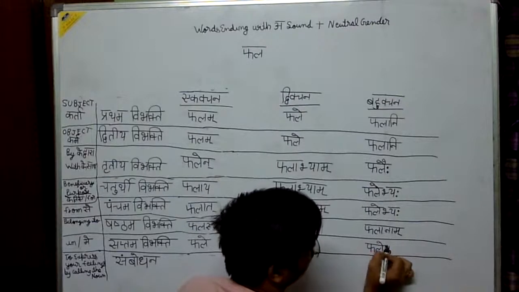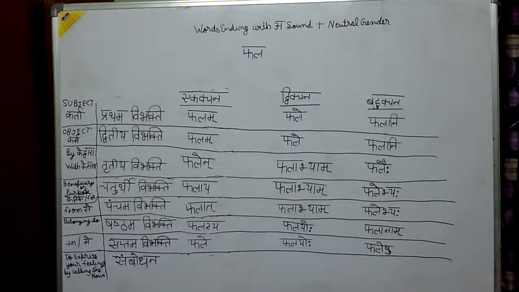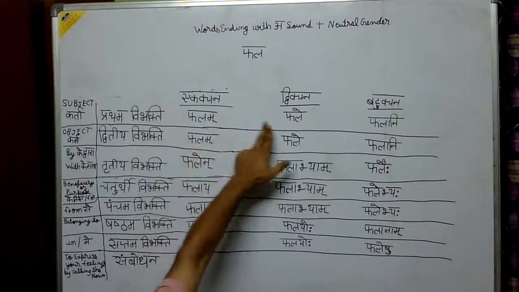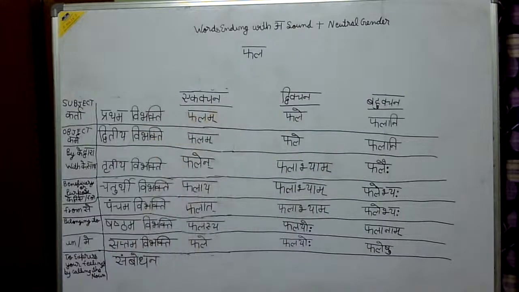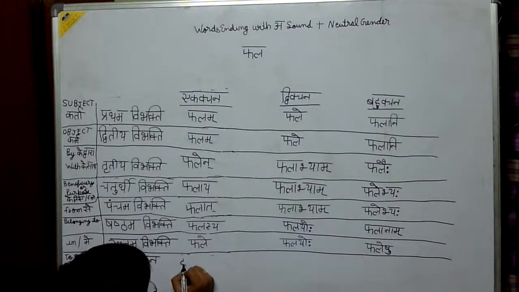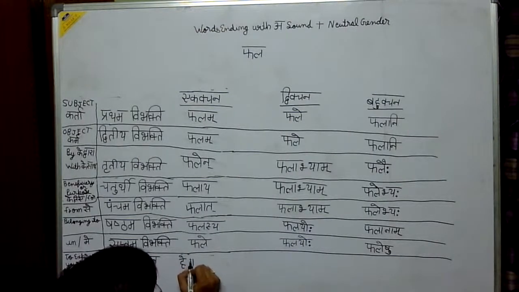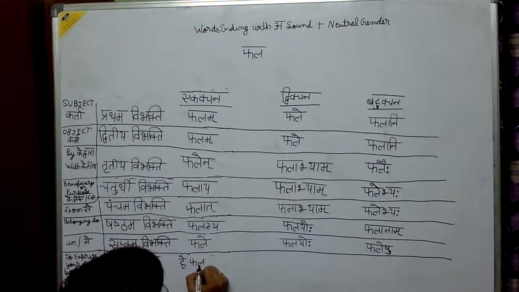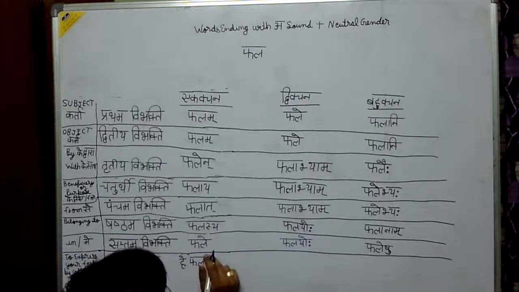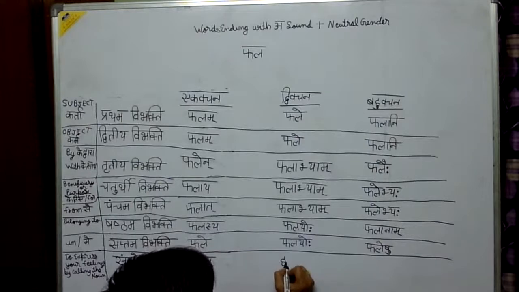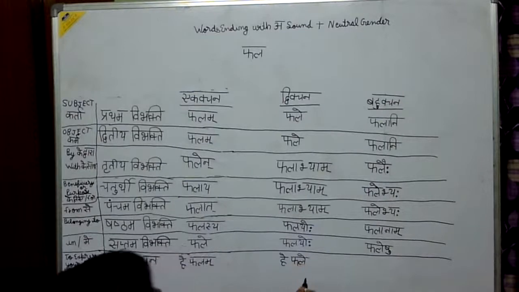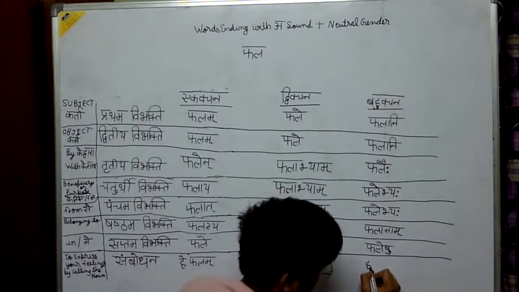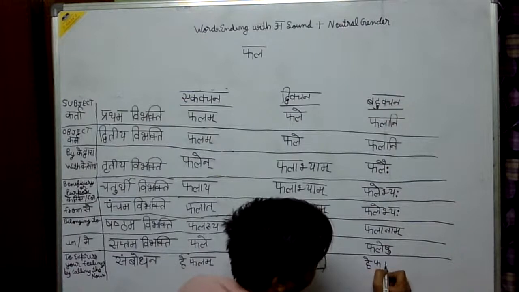And for sambodhan, what we do, we always write prathama vibhakti and we put he in front of every word in prathama vibhakti. For sambodhan here it will become he phalam, he phale, he phalani.